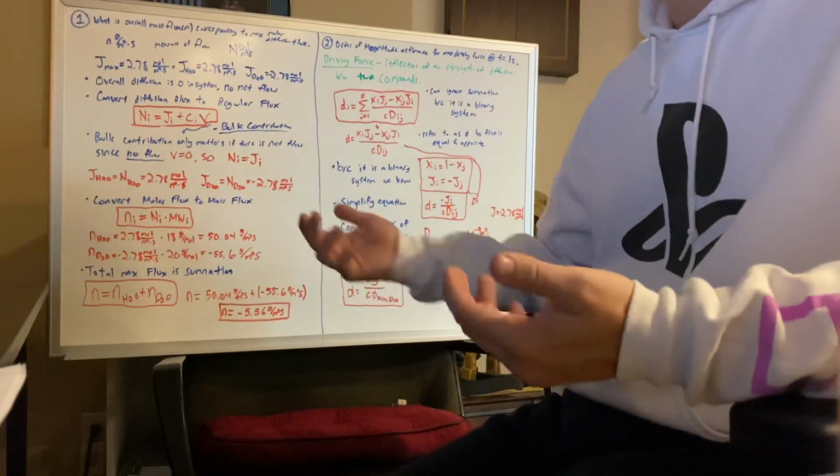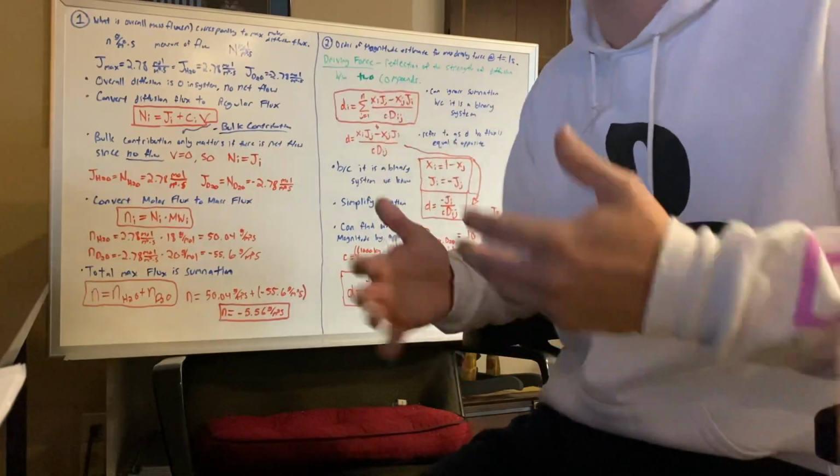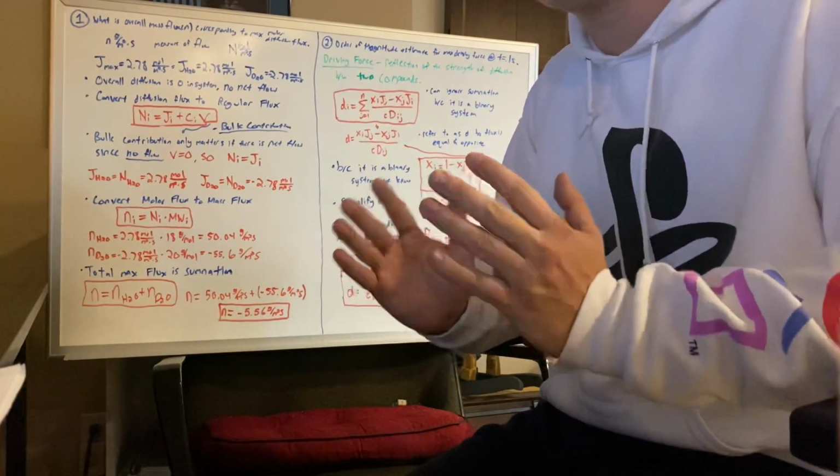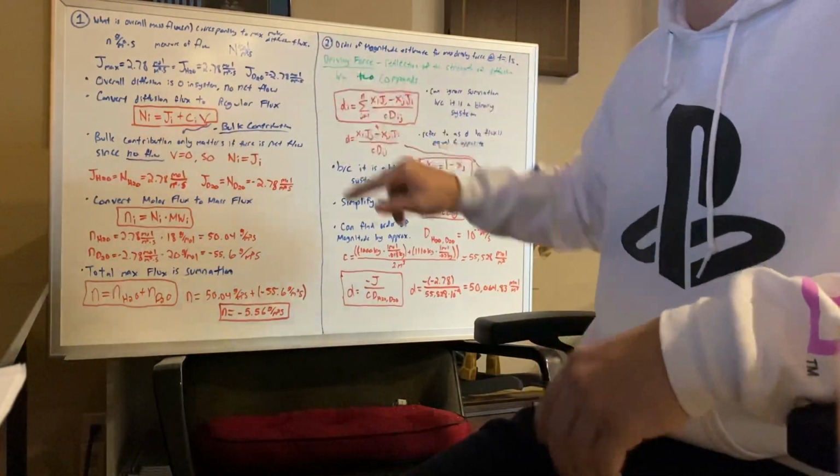We also know that the overall diffusion in the system is 0. So there is no net flow because it is a closed system. There's nothing coming in, there's nothing coming out. It's a closed system just being mixed between the two compounds that we are given.